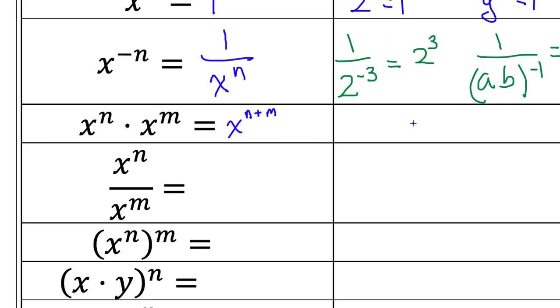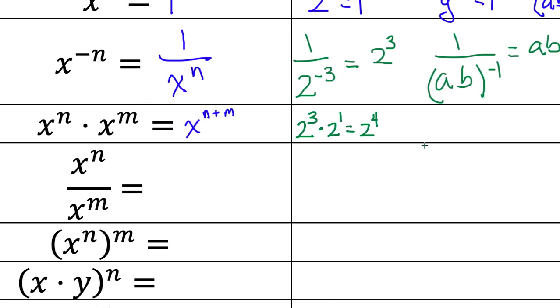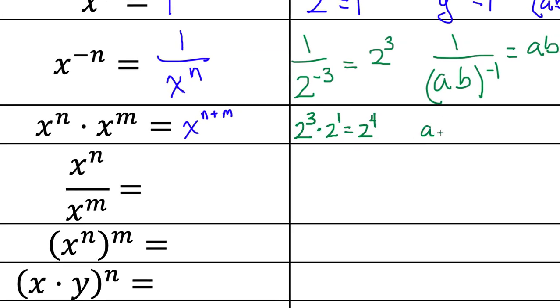So to give you a few examples, I can do something like 2 to the power of 3 times 2 to the power of 1, that's equal to 2 to the power of 4. If I have 8 to the power of 1/3 times 8 to the power of 4/3, that's equal to 8 to the power of 5/3. You're just adding their exponents. So make your own example. Show that you know that you're just adding the exponents.